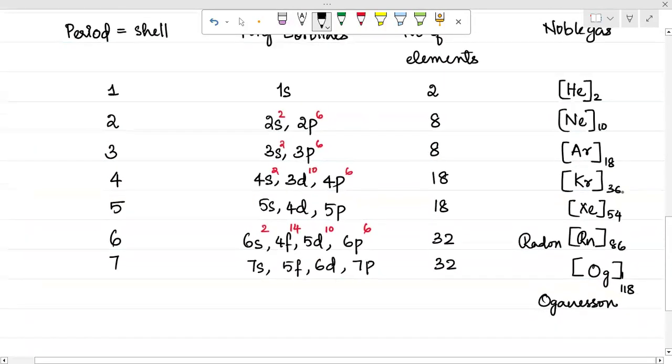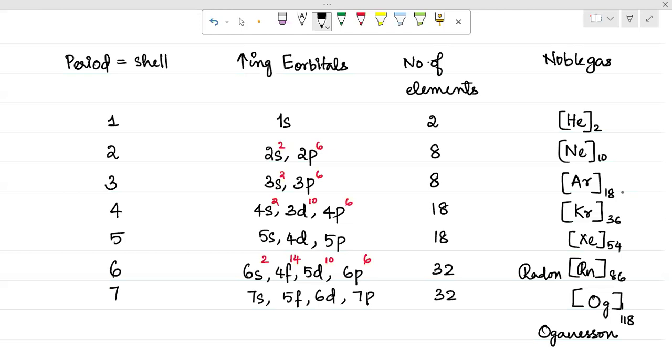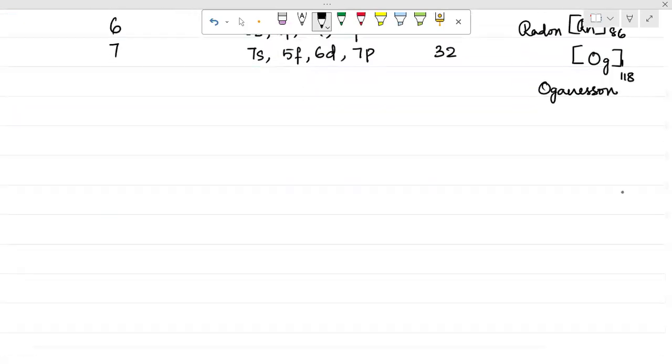Okay. So using this table, you can easily write the electronic configuration of any element which is given to you. Okay, we'll start with an easier one. Let's say it is 31. Example, Z is equal to 31.